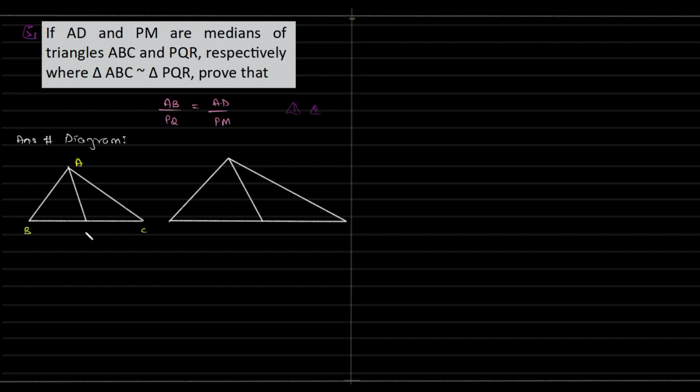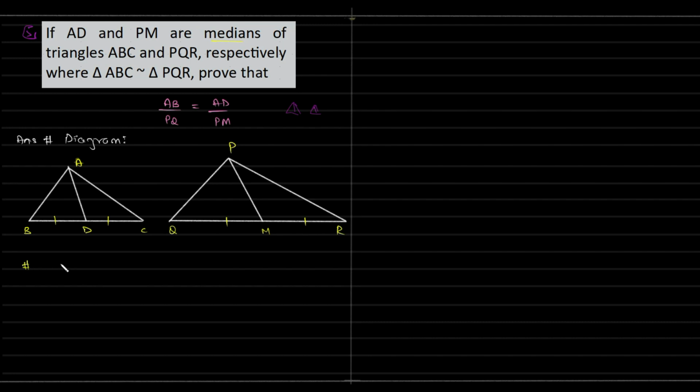ABC and PQR are our triangles. So we have AD as a median. So what is a median? A median is a line from a vertex to the opposite side such that BD is equal to DC. PM is also a median, so QM is equal to MR. And we are told that ABC is similar to PQR.